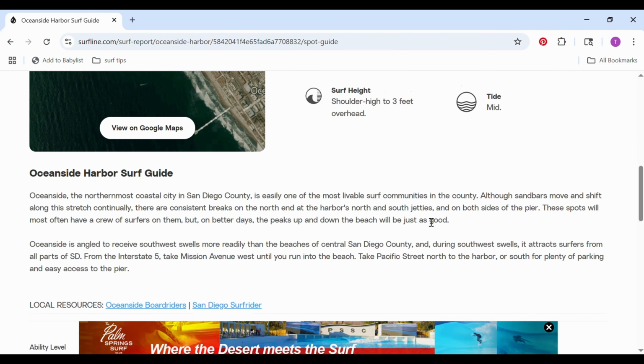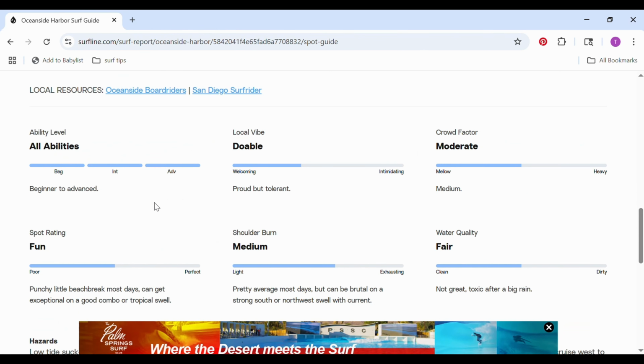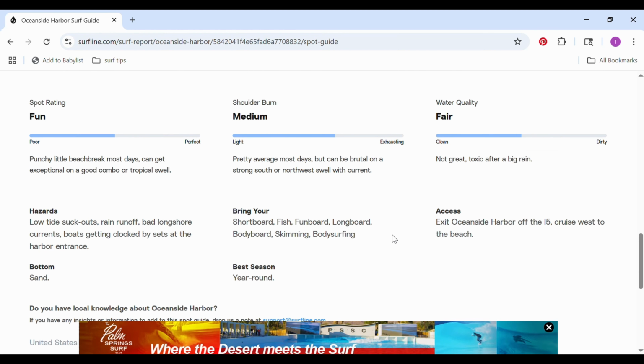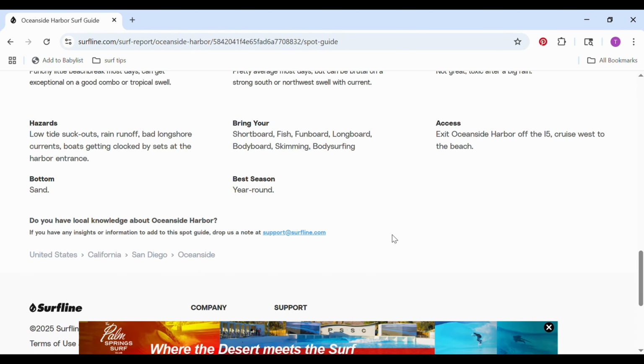They also give you a nice little description of the beach and where it is located and how to find it. They also tell you what kind of surfing abilities the spot is good for, what the vibe of the spot is, if it's welcoming or not, how crowded it can end up being. They also tell you how hard the paddle out is, which is what the shoulder burn means, and the water quality. Because this beach is close to a river, the quality doesn't end up being very good after a big rain. They also tell you about some hazards from the beach there, if there's rocks or any things you need to watch out for when you're paddling out or riding waves.